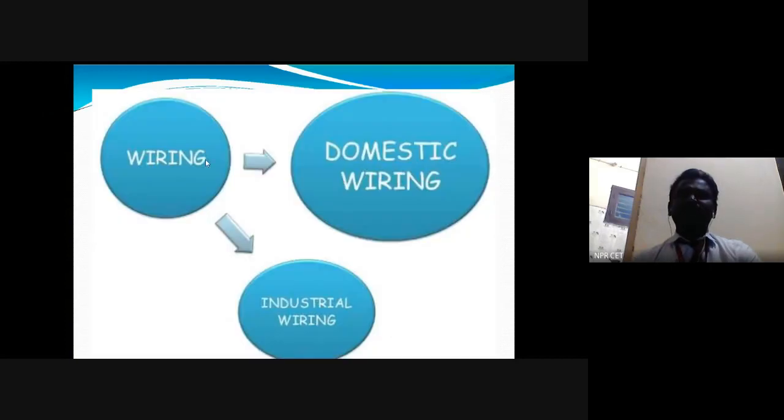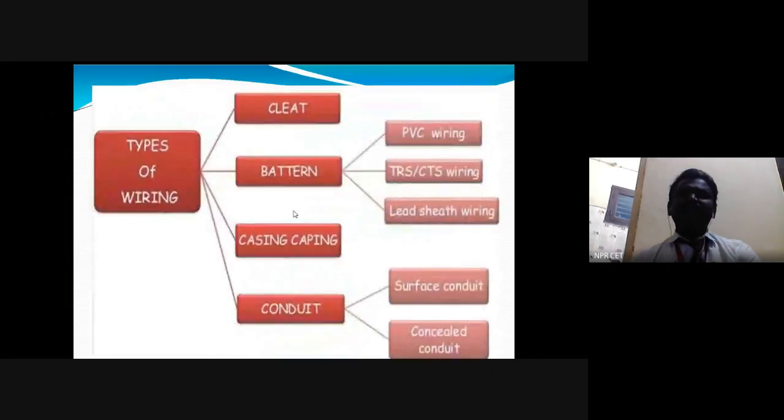The wiring may be classified into two: domestic wiring, or house wiring, and power wiring, or industrial wiring. There are also other types of wiring: cleat wiring, batten wiring, casing and capping, and conduit wiring. Under the batten category are PVC wiring, TRS or CTS wiring, and lead sheath wiring. Under conduit wiring, there are surface conduit and concealed conduit. So these are the different types of wiring. We will see them one by one.